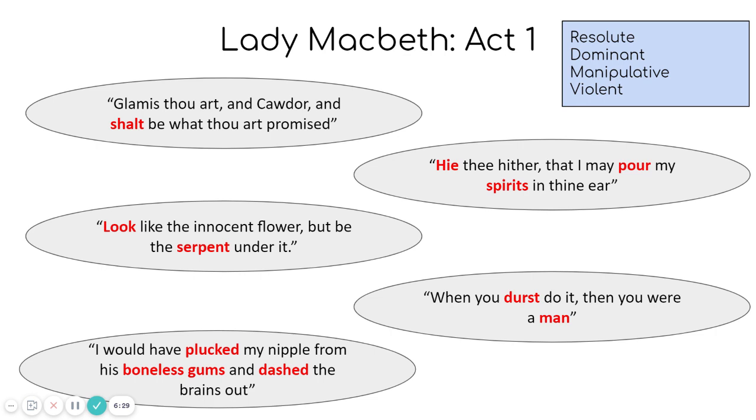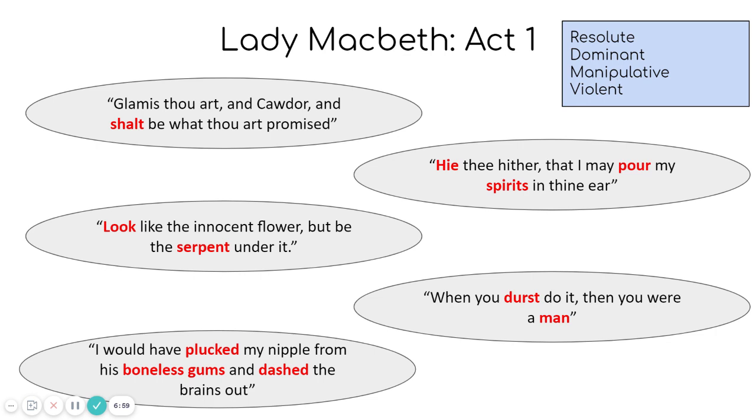Okay, so she's being aligned with the supernatural, but also she's using this verb "shalt be," not "you might be" or "you could be," but "you will be what you're promised," meaning that she has no doubt in her mind that he will become king, that she will make it happen. She is determined. She is resolute. These are the key words you need to be using for her character at this stage. She will not take no for an answer, essentially.